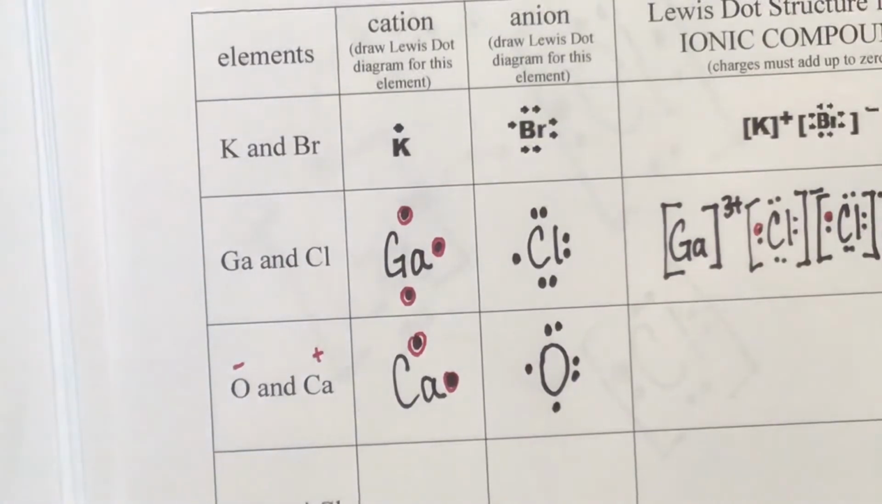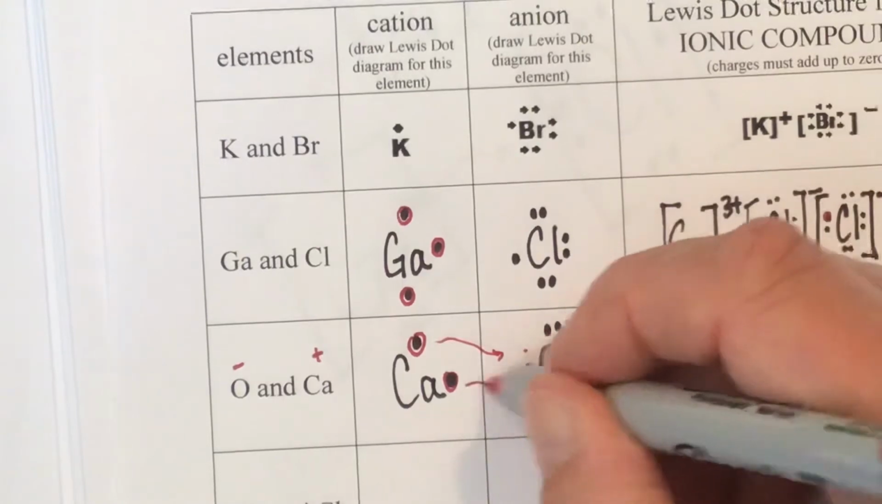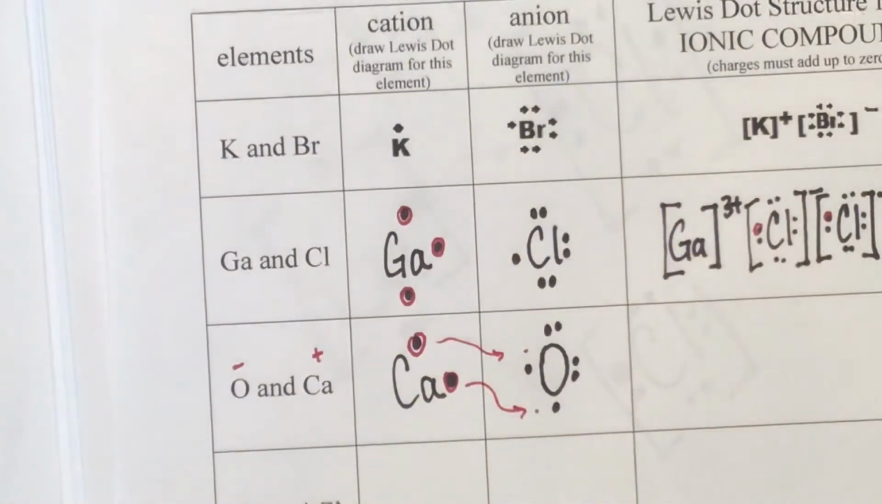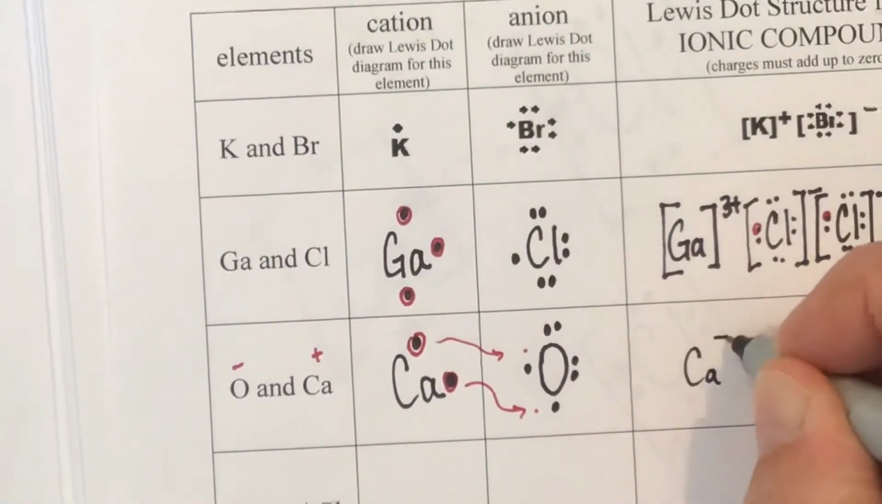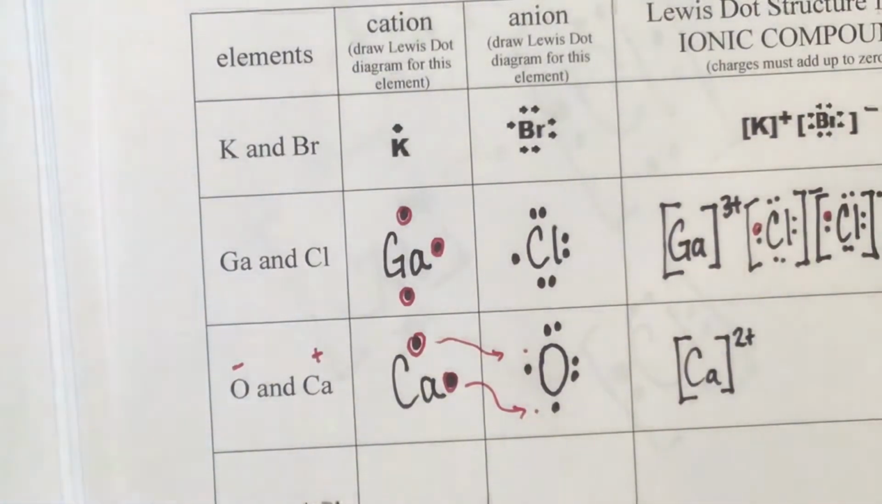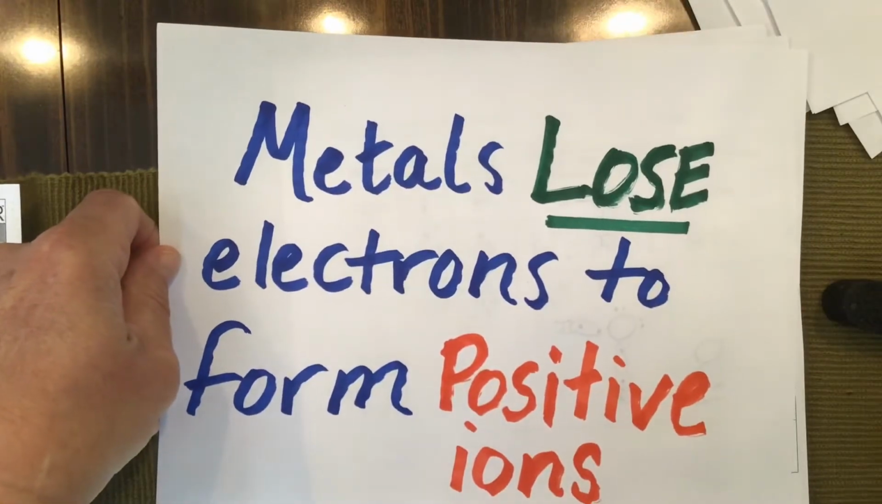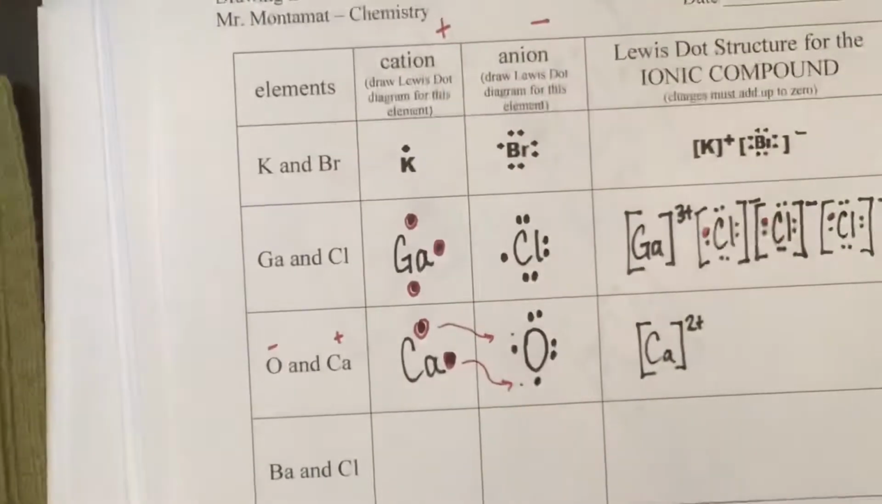So when we look at the oxygen, we can readily see, hey, there's 2 pairs right there, but there's 2 single electrons. What do you think is going to happen there? Do you think calcium might give an electron to there and an electron to there to fill oxygen? Well, that's exactly what's going to happen. So calcium is going to lose 2 electrons and form a +2 ion. Because remember, metals lose electrons to form positive ions. All right.